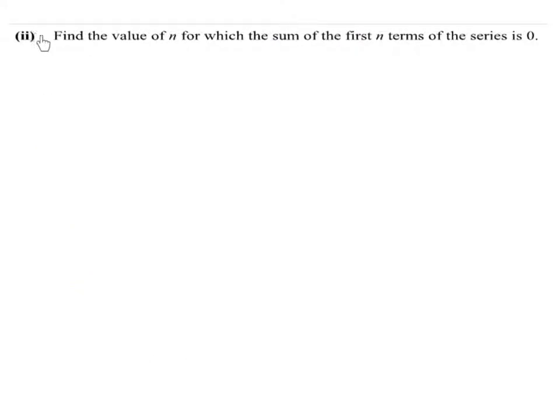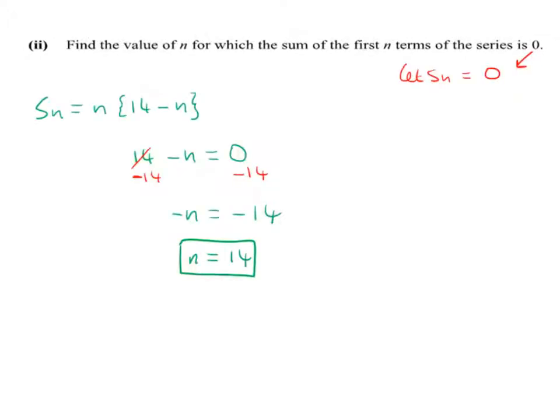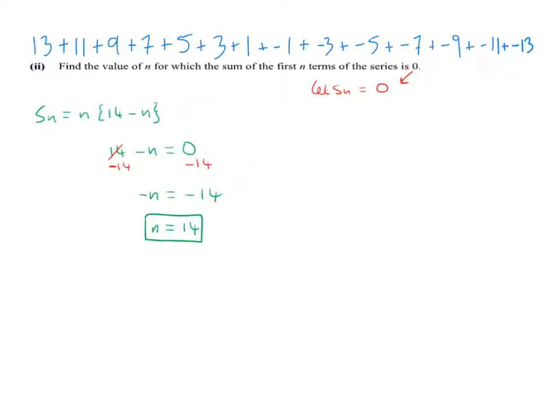Part 2, find the value of n for which the sum of the first n terms of the series is 0. So that means, starting with 13, which was our first term, how many terms would we have to add on to it? We're minusing 2 each time, so that when we added them up, we'd end up with 0. So if I write out all the terms, starting with 13, that was our first term, and adding on all the other terms until I end up with an answer of 0.